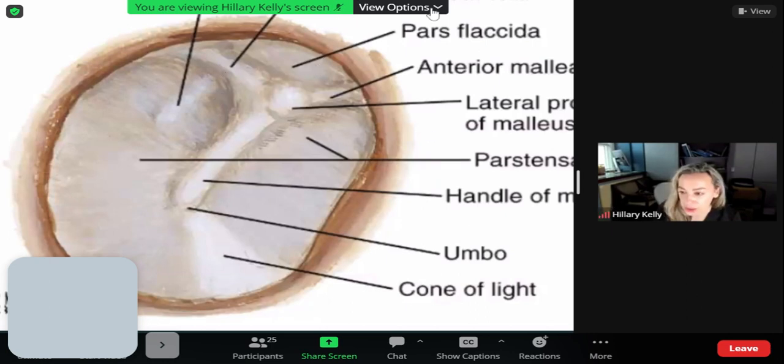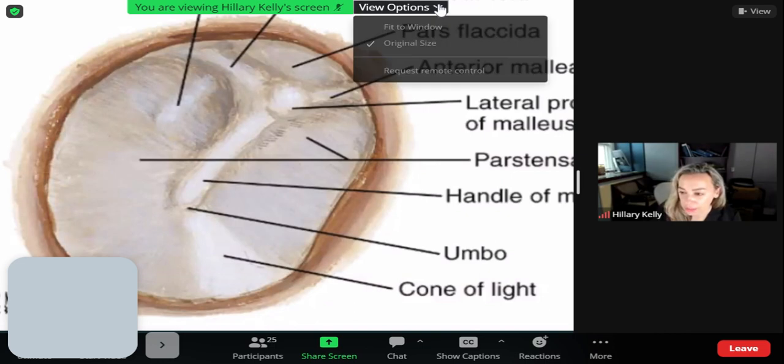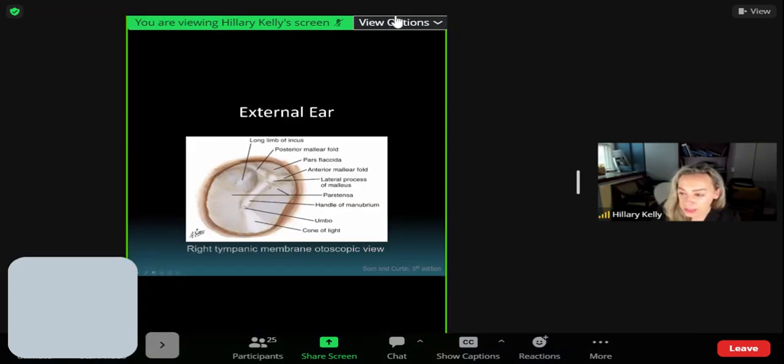Well, not pathologic. All right. The tympanic membrane is at the medial end. It has a nice cone of light underneath the umbo.